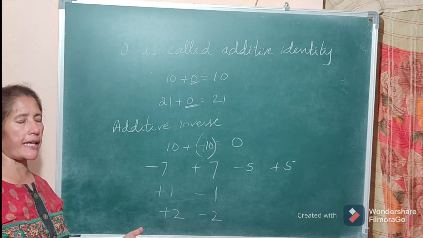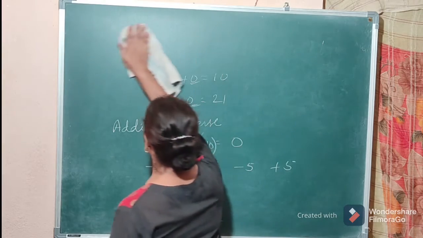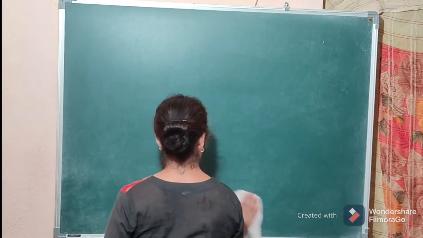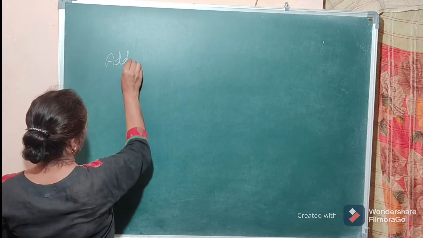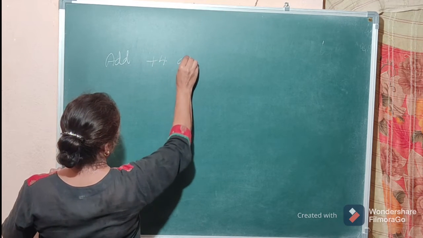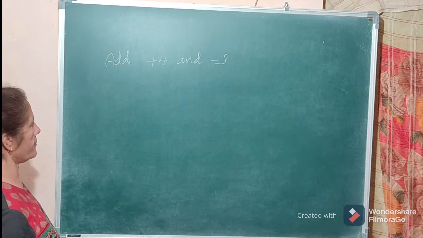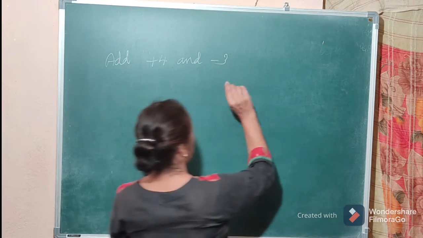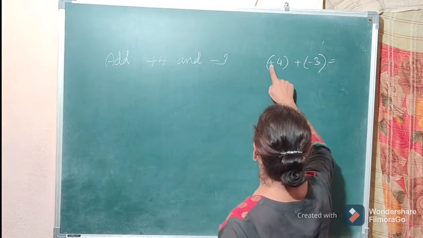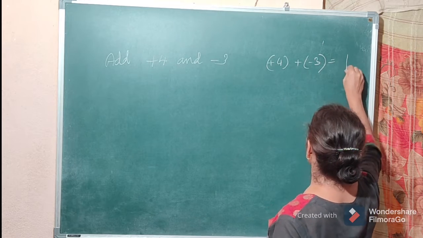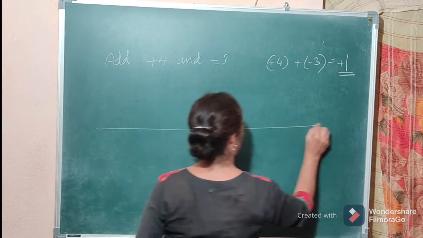Now, today's class, the last thing I am going to teach you is how to add numbers of different signs on the number line. Add plus 4 and minus 3. What do you do? Your method: plus 4 plus minus 3. The signs are different. 4 minus 3 is 1. Put the sign of the bigger number, plus 1. Yes. Let us locate it on the number line.